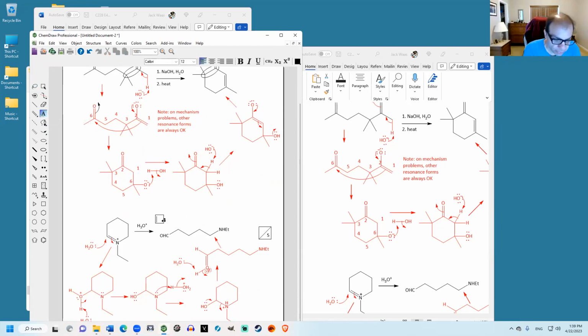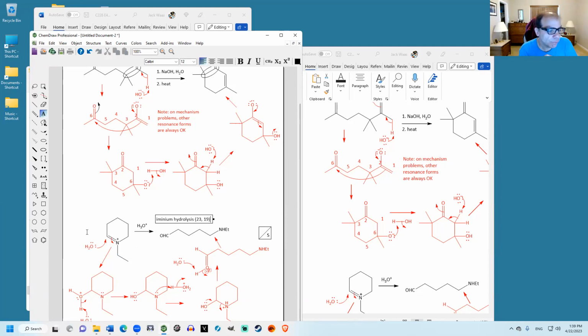And last but not least, this is an iminium hydrolysis reaction, which we saw in chapter 23. And also in chapter 19, where we saw how imines and enamines are made. The mechanism of iminium hydrolysis is the same as the mechanism of formation of an imine or an enamine, except backwards. So it's the exact same mechanism, just step for step backwards.